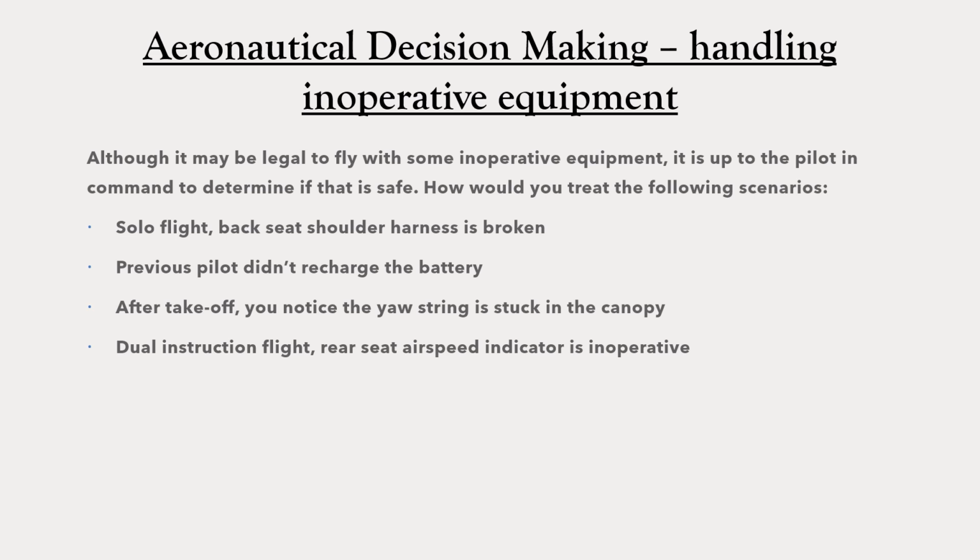So suppose you're going on a dual instruction flight. You're going to go up with a flight instructor, and you notice that the airspeed indicator in the rear cockpit, somebody had marked it inoperative. But you've discovered it's not legally required to have two airspeed indicators. How should you change your plans based on that information?